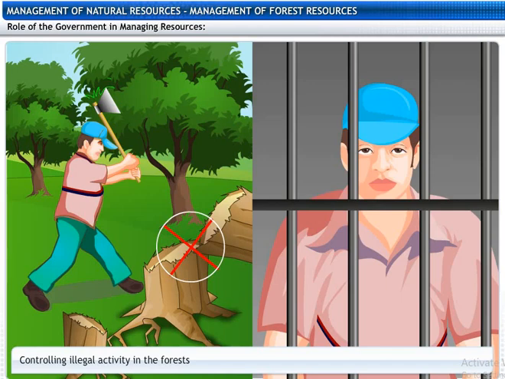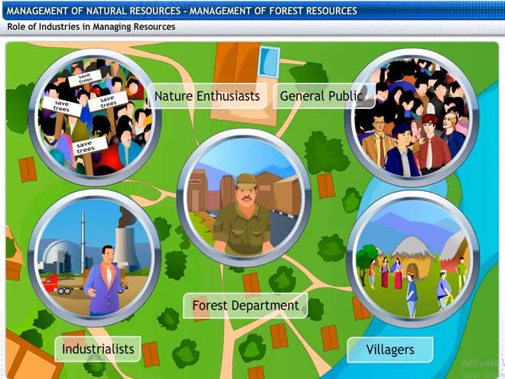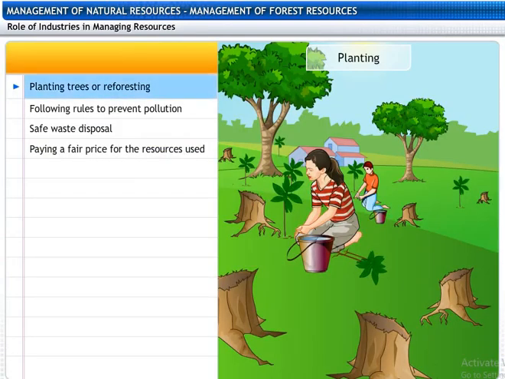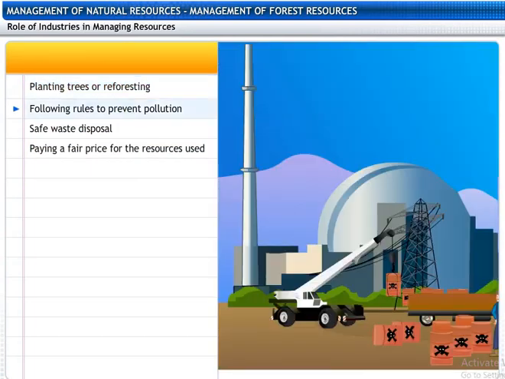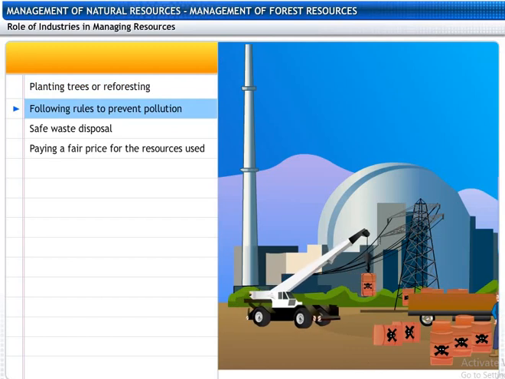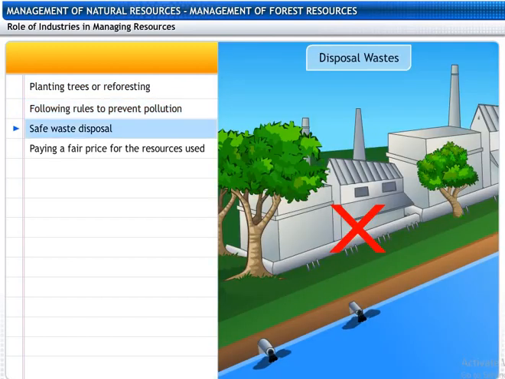Industries also have a role to play in conserving our forests. Some important responsibilities they have include planting more trees than they use, or reforesting, following all government norms to prevent pollution, developing and following ways to dispose the waste from their factories safely, and lastly, paying a fair price for the resources that they use.